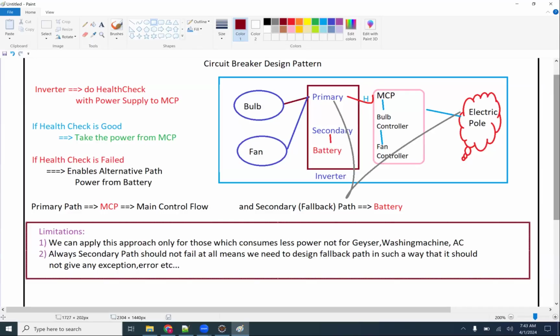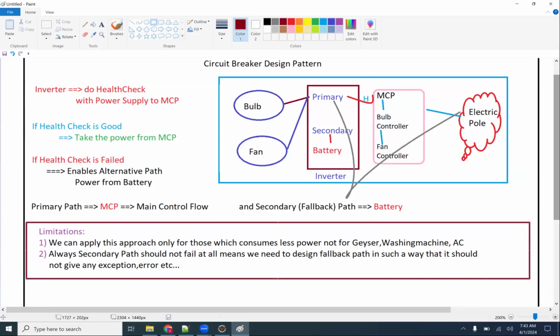Can the fallback path be a retry of the primary instance? By default, madam, you need not apply that. I mean, am I writing any law? In an inverter, in the fallback path, why? Just like a logic is, a continuous health check of the main path.